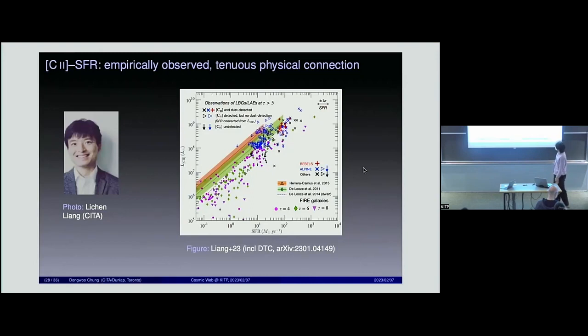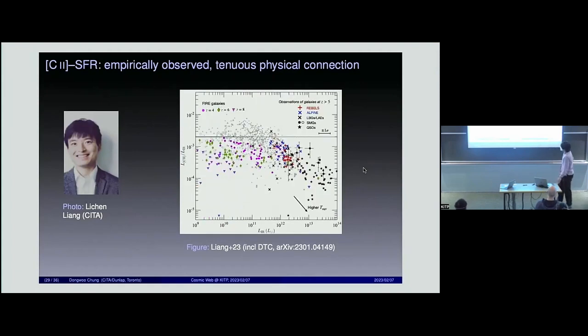And then, of course, on top of that, if you want to use C2 as a star formation rate tracer, the proportionality between C2 and star formation rate, here represented by IR luminosity, actually evolves with IR luminosity along the x-axis here. So it's not really clear that this is a connection that's on solid ground.